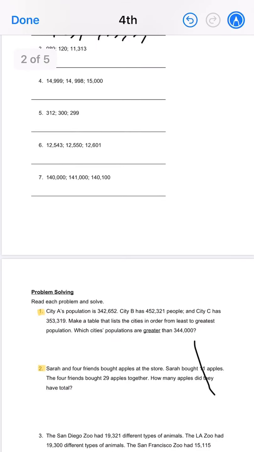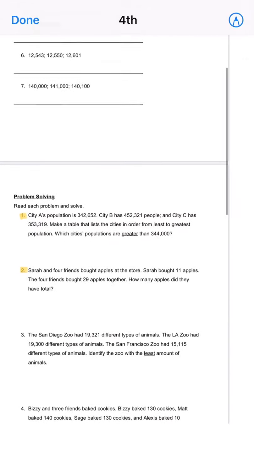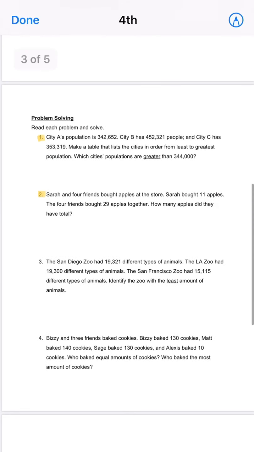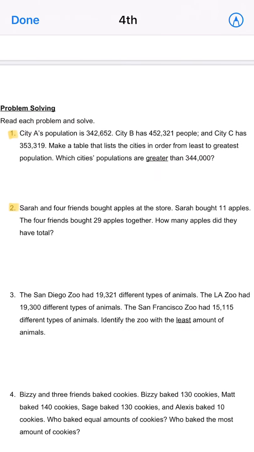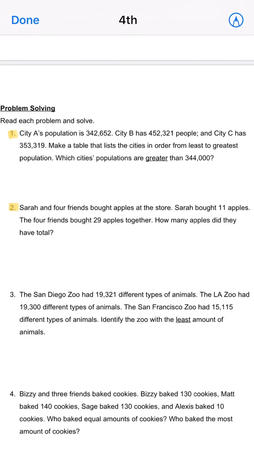Next, we're going to be doing problem solving. It says, read each problem and solve. So we'll be doing numbers 1 and 2. Number 1 reads, City A's population is 342,652. City B has 452,321 people. And City C has 353,319 people. Make a table that lists the cities in order from least to greatest population. Which cities' population are greater than 344,000?